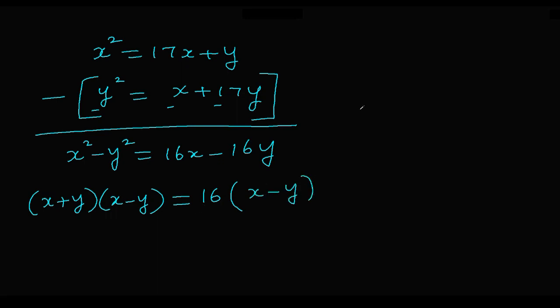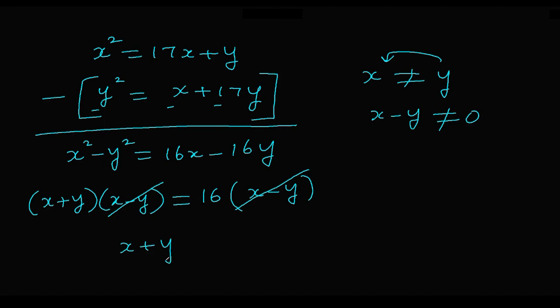It's also given in the question that x is not equal to y. So if I bring this here, x minus y is not equal to 0. That means I can cancel out these two factors. I am left with x plus y is equal to 16. Keep this in mind. We are going to use this result.